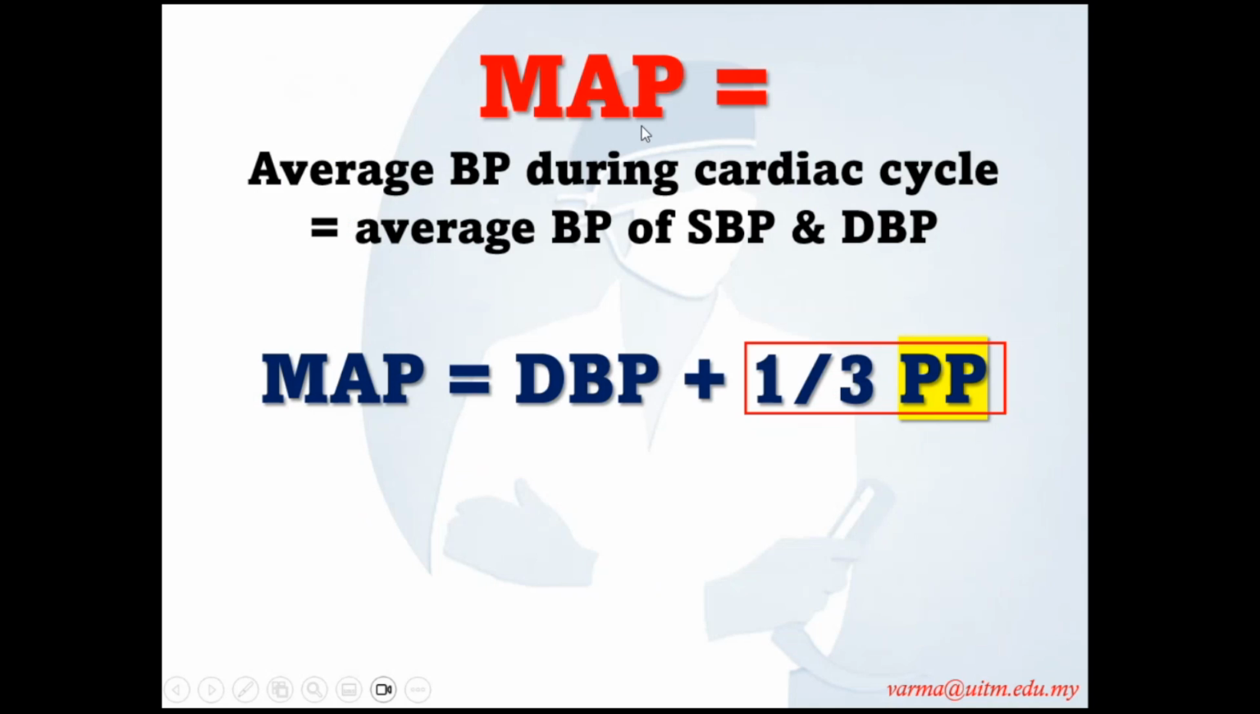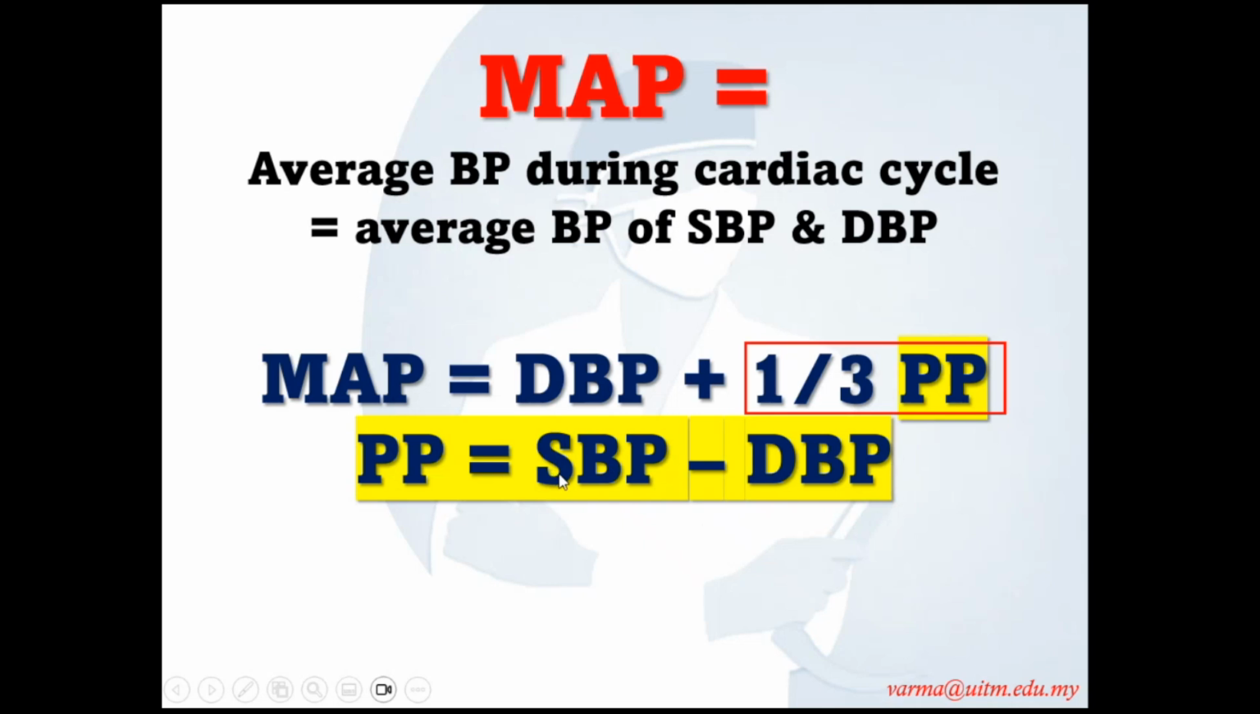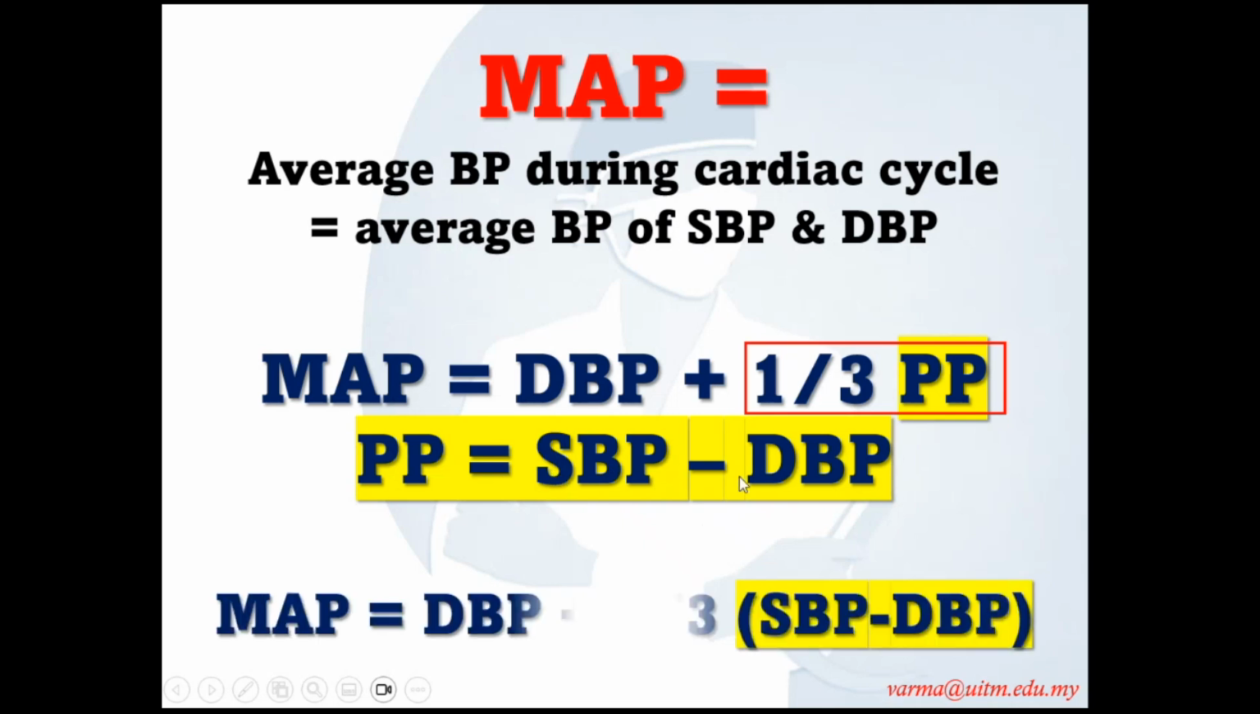Mean arterial pressure, as the name says mean, is an average BP during the cardiac cycle, which is the average of blood pressure during systolic and diastolic phases, because your cardiac cycle is composed of a systolic and a diastolic phase. So it is the average BP during these two phases. But we use this formula instead: MAP is equal to diastolic blood pressure plus 1/3 pulse pressure. How do we get it? We know pulse pressure is systolic blood pressure minus diastolic blood pressure. And then finally we come to diastolic blood pressure plus 1/3 pulse pressure. That's how we get it.